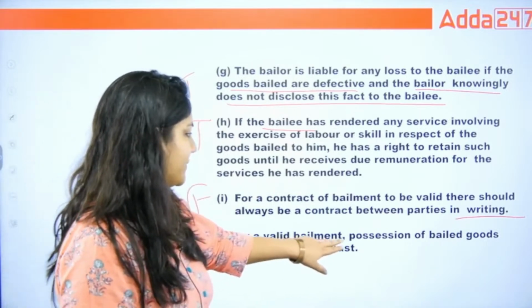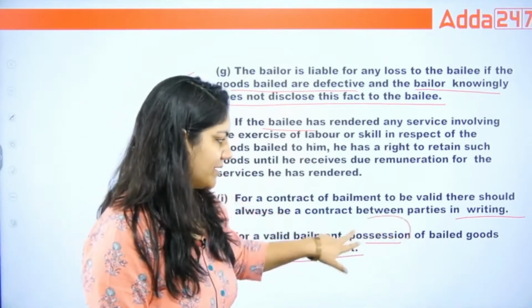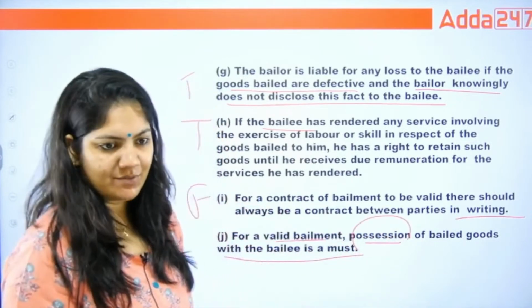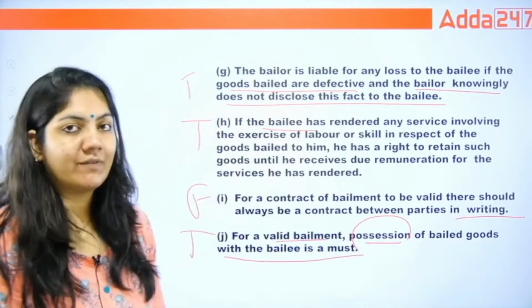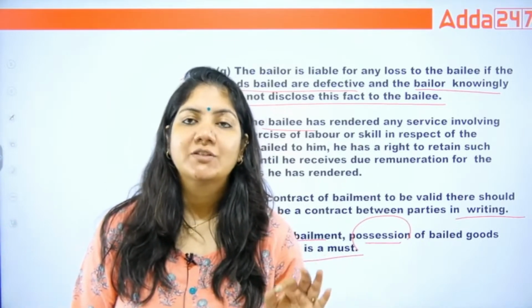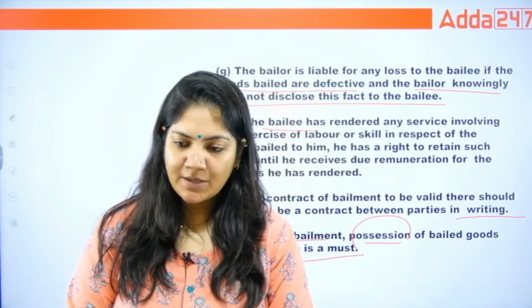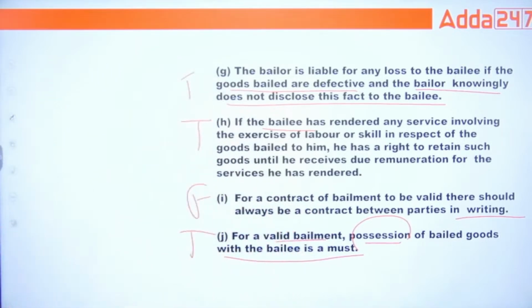For a valid bailment, possession of bailed goods with the bailee is a must. Possession or ownership? Possession. So this is the true statement, because for a valid bailment we do not have to transfer the ownership. We only have to transfer the possession, class. So guys, this is all about bailment, and I hope you understand this topic. Is that okay, class?